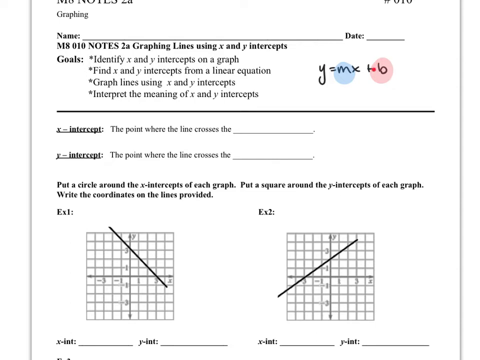So if you remember from slope-intercept form, the b value is our y-intercept, and that was the point on the line where the line crosses the y-axis. There's also an x-intercept, which is going to be the point on the line where it crosses the x-axis. So if you think about these words, intercepts kind of sound like intersecting, and so x-intercept would be intersecting the x-axis, and the y-intercept would be intersecting the y-axis.